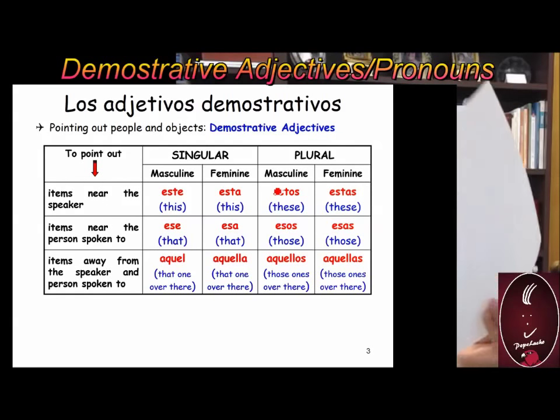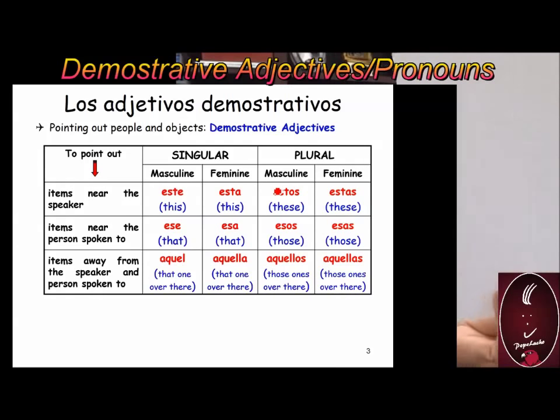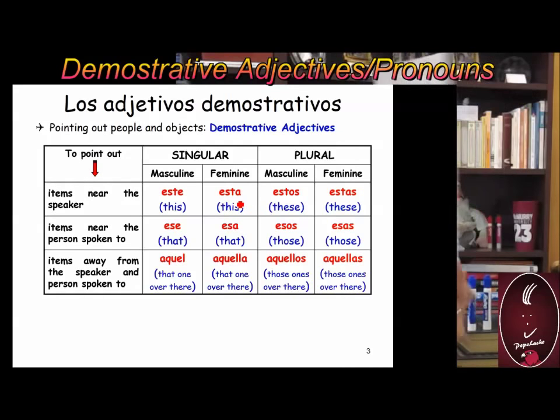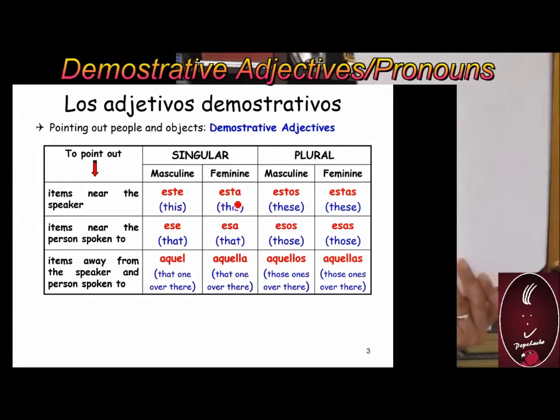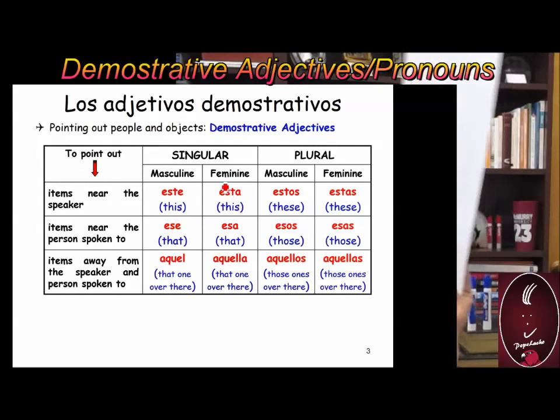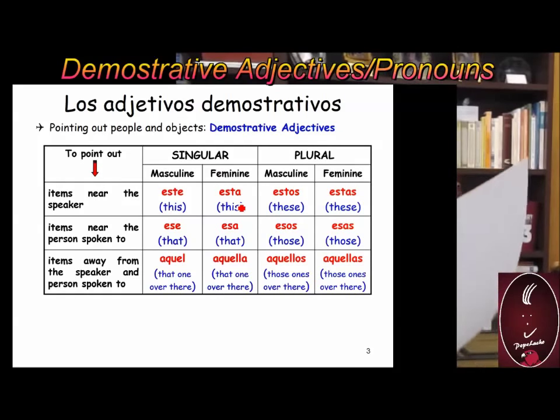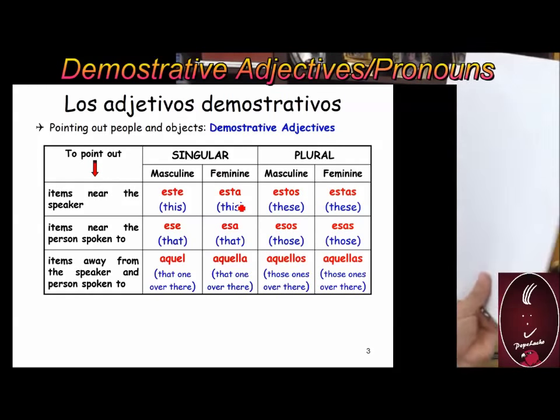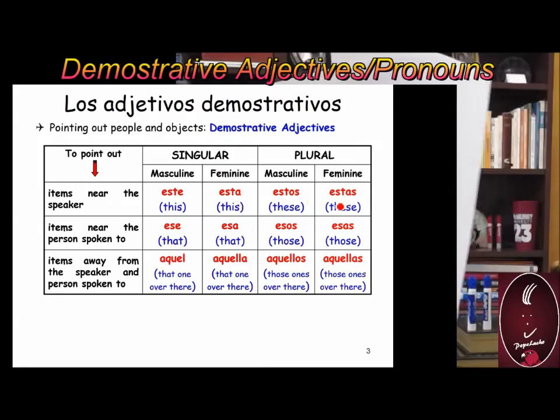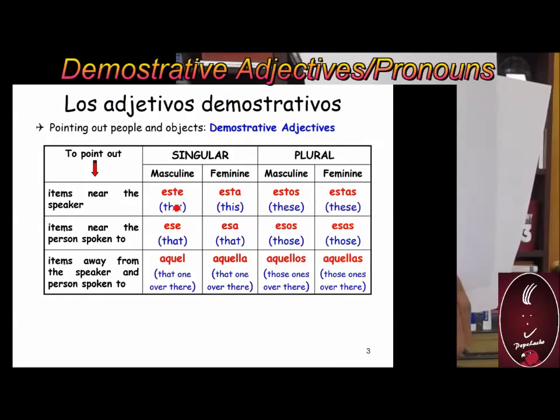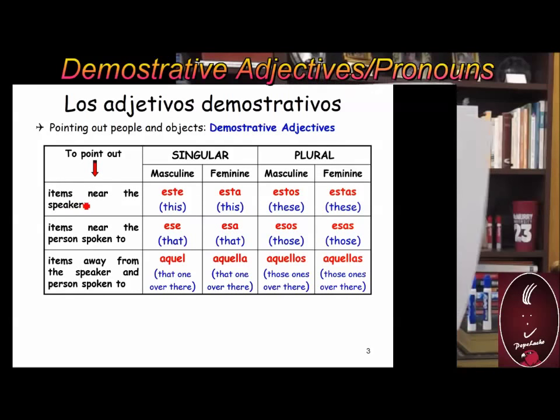In Spanish, this page means hoja. I will use esta hoja es blanca because it's feminine and singular. If I have two pages, I will use estas hojas son blancas. I use the first group because I am pointing those nouns and the items are close to me.